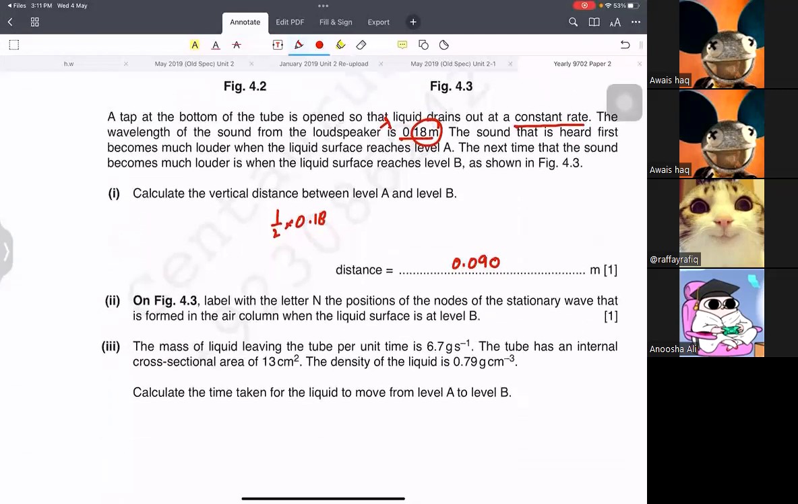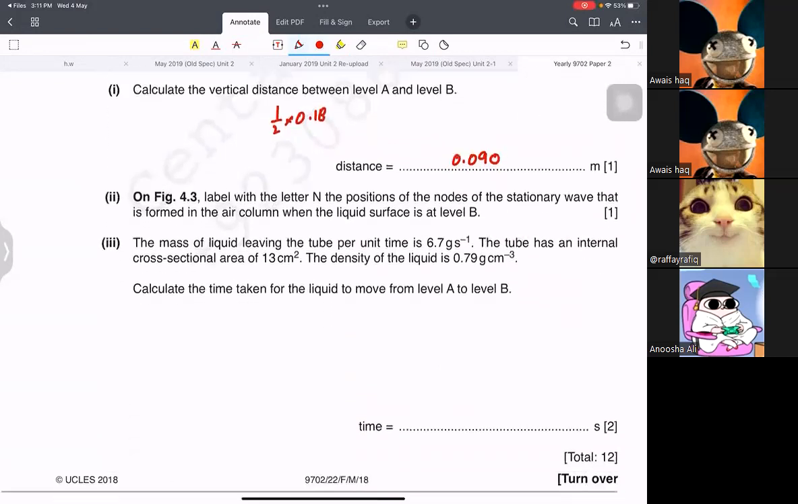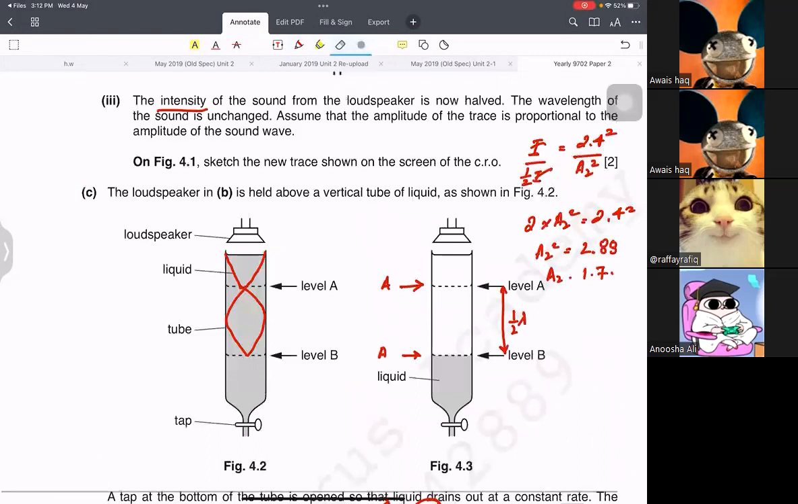Now, label with letter N the position of nodes of stationary wave that is formed in the air column when the liquid surface is at A and B. So in the first place, it was formed here, and then it was formed here. Right. So I don't know which figure they want us to show. Wait. So basically, I've labeled them wrong. Antinode forms here. The first one will form here because the water level will reach here. And the next one will form here. So I just need to write it like this.